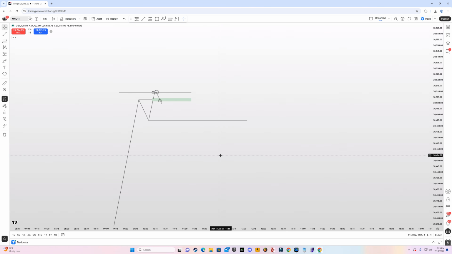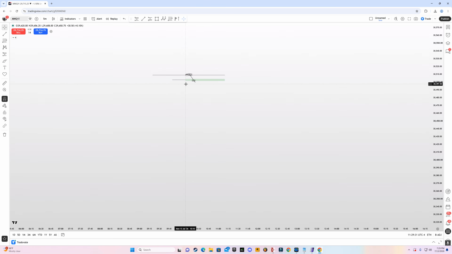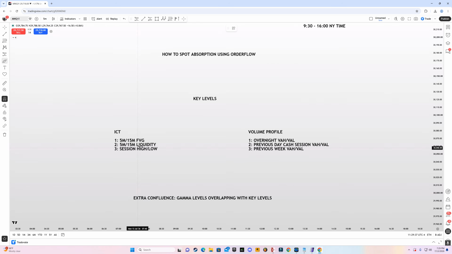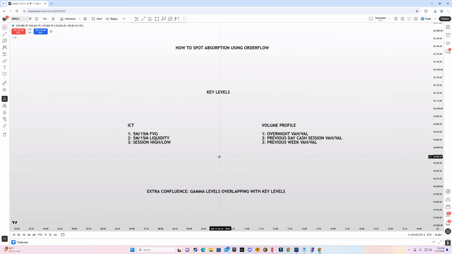Of course, I'm going to give you guys some examples. But now let's move on to the volume profile, right? And then I'm going to give you guys some examples as well. So now we have covered, same methodology applies with all of these, right? So if you are in a fair value gap, if you sweep liquidity, and then if you, of course, combine gamma levels with these, you have a system that is just so strong. And now let's talk about the volume profile.